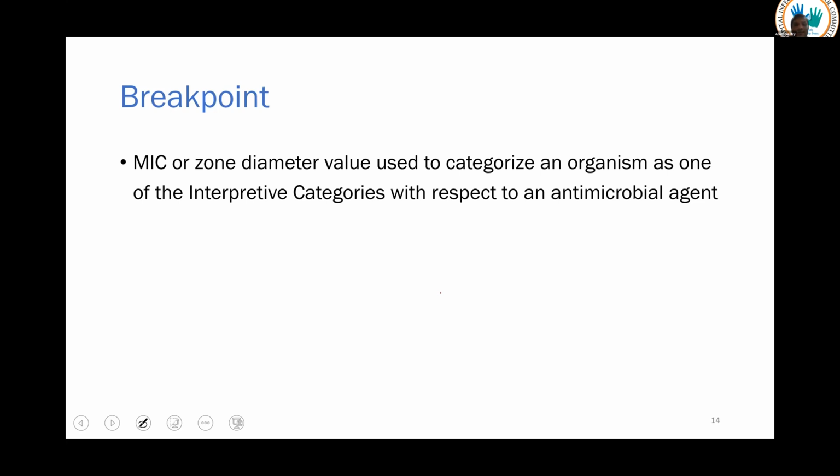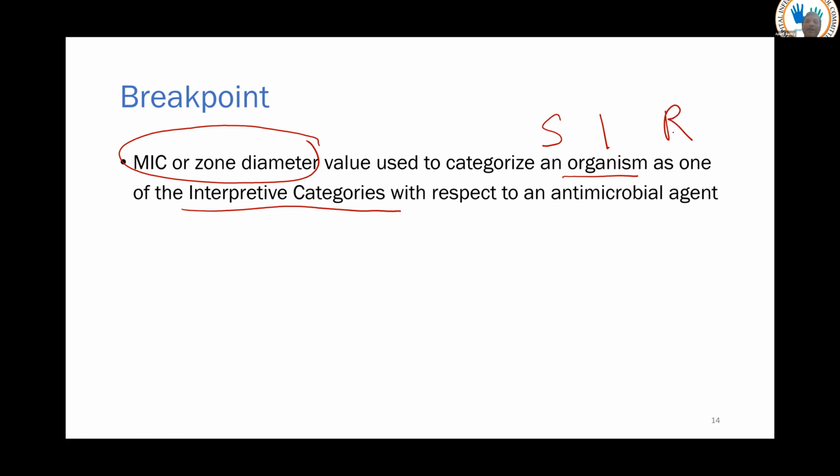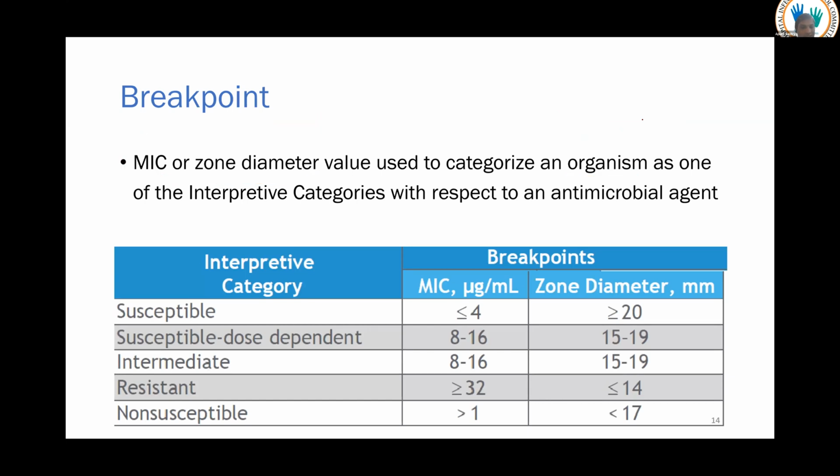CLSI clearly says breakpoints are MICs or zone diameters which will categorize the organism, which will place the organism into various interpretative categories with respect to an antimicrobial agent. So the common interpretative categories are SIR. So the MIC values or the zone diameter values which can categorize the organism into either S, I or R are called breakpoints.